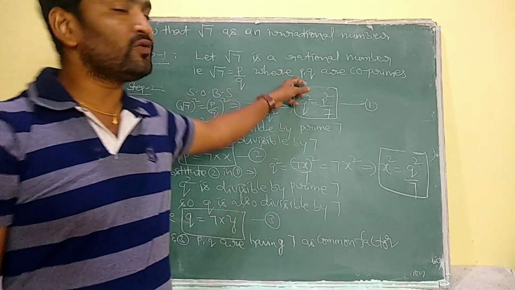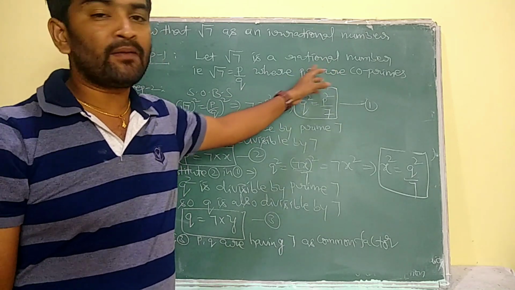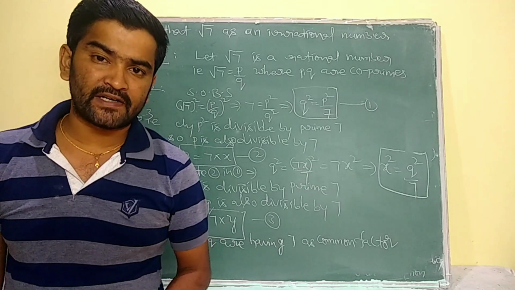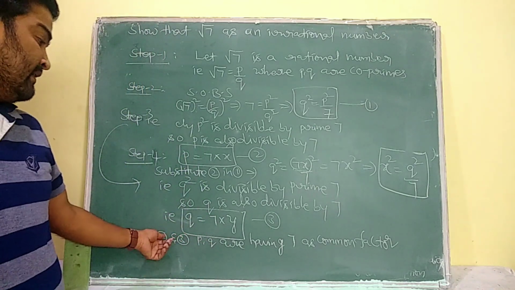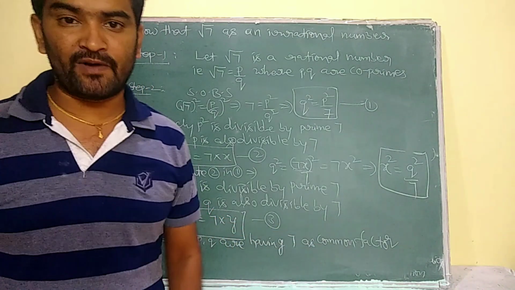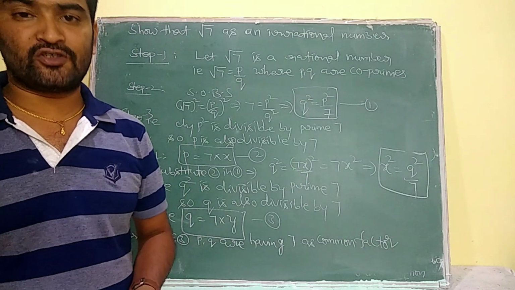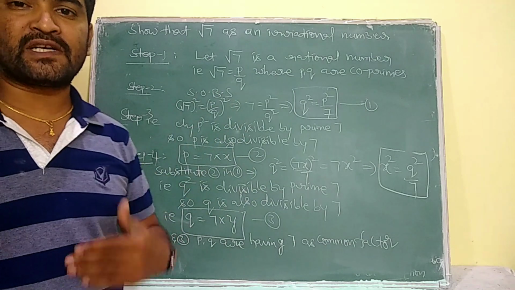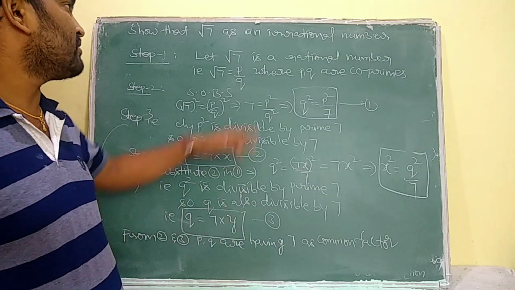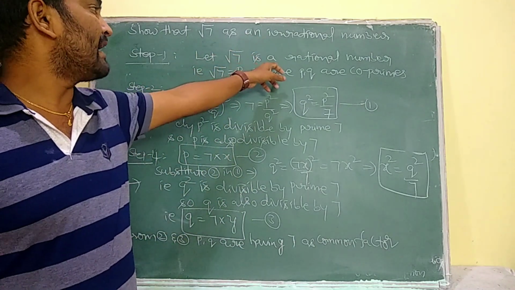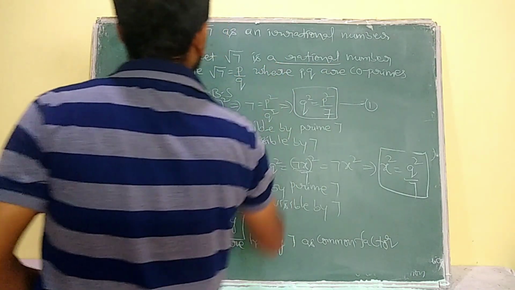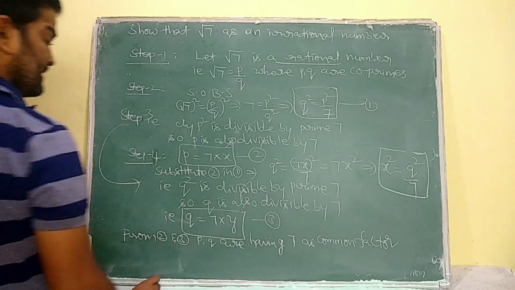But p, q are co-primes. As p, q are co-primes, p, q must have 1 as the greatest common factor. But here we arrived at 7 as the greatest common factor. That contradicts our assumption. So our assumption is wrong. What is our assumption? Root 7 is a rational number. That's our assumption. So this assumption is wrong. That means root 7 is irrational.